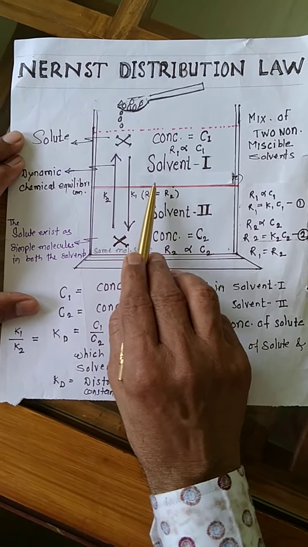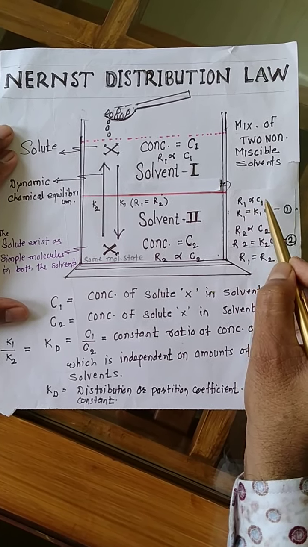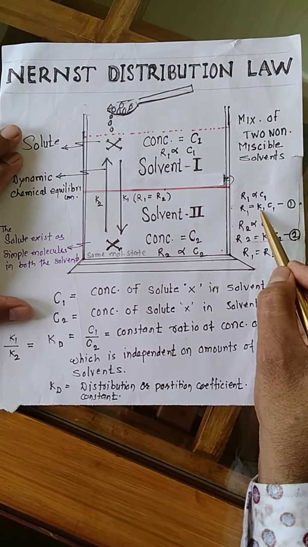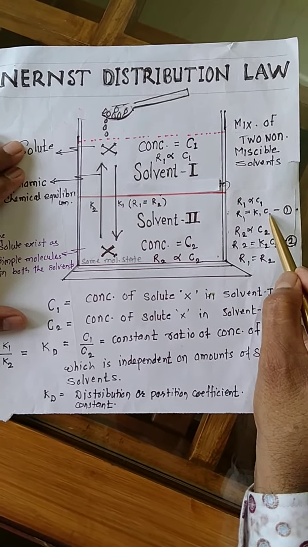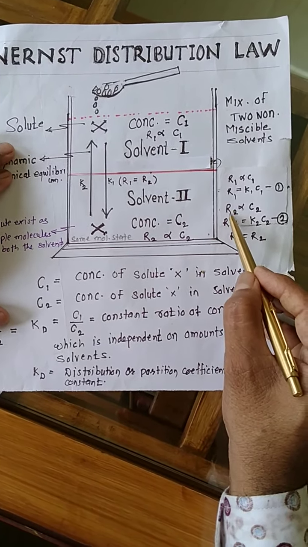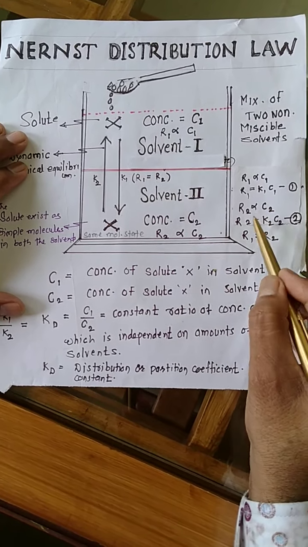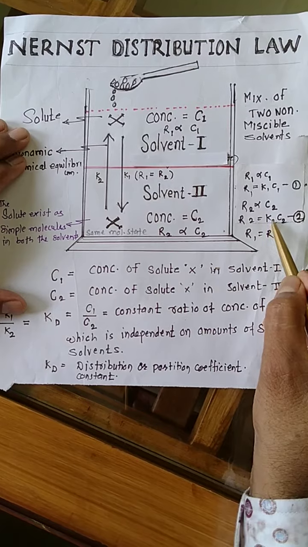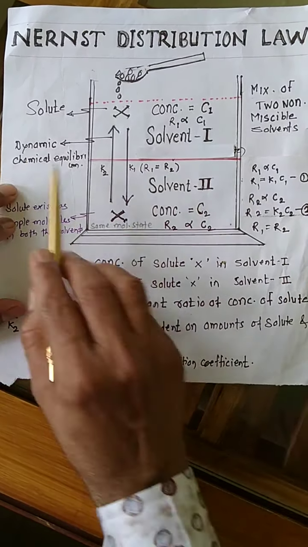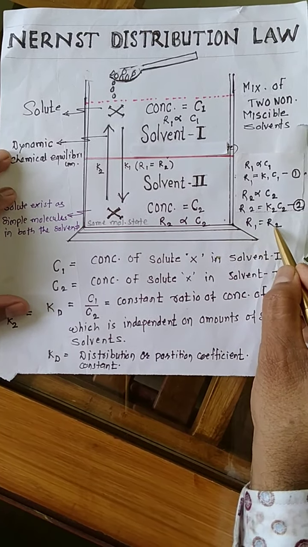Now we see here the rate R1 is directly proportional to C1. This equation we may write as R1 is equal to K1 into C1, labelled as equation 1. Similarly, R2 is directly proportional to C2, and R2 is equal to K2 into C2, labelled as equation 2. Now, when dynamic equilibrium is established, the rate becomes R1 is equal to R2.